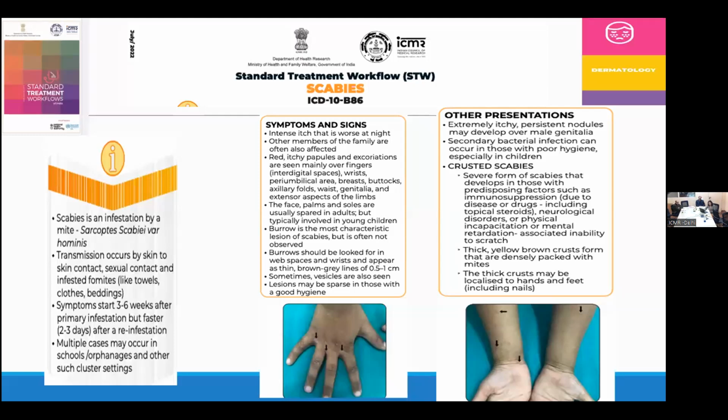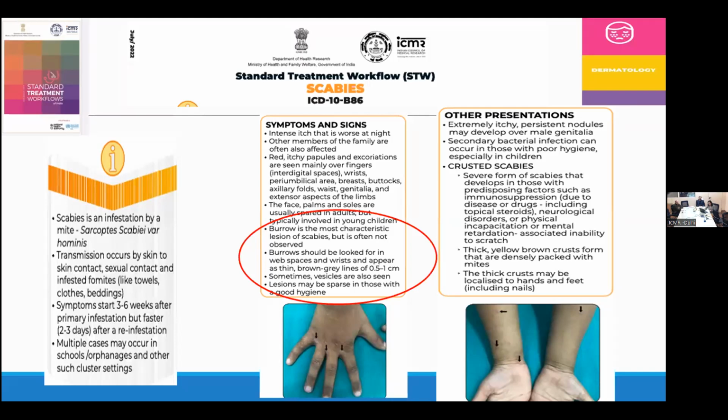So we've talked about scabies, where we talk about how usually the symptoms start later. That is the first message that you get in the first column here, and that you may have outbreaks in schools and orphanages. Then the symptoms and signs, which we have been taught in MBBS, but re-emphasizing that burrows, which are supposed to be the classical sign, may not be seen. They should be looked for in the web spaces and wrist, and vesicles may also be seen. And also importantly, do not miss scabies of the clean. That is, lesions may not be very visible or obvious in people with good hygiene.